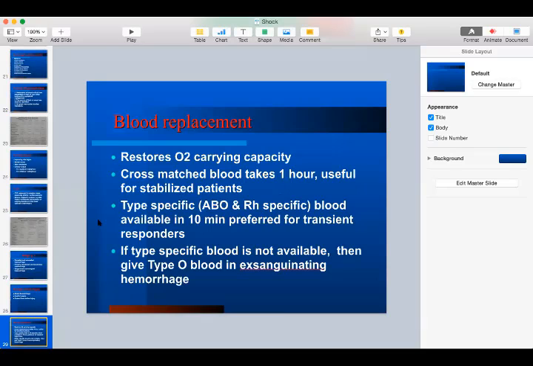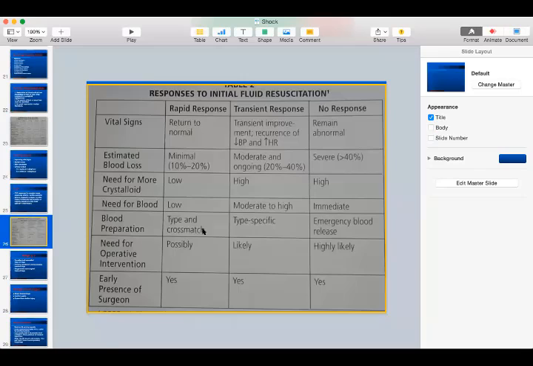Okay, now blood replacements. What does blood replacement do exactly? It restores the oxygen carrying capacity, right? Blood should be cross-matched, which takes about 1 hour and is useful in stabilized patients. However, type-specific ABO and RH-specific blood available in 10 minutes is preferred for transient responders. Okay, which was shown in this table. Basically, it's trying to describe it over here. The rapid response, right? Type and cross-match. For transient response, type specific, and no response, emergency blood release.